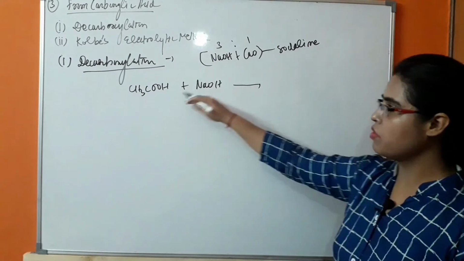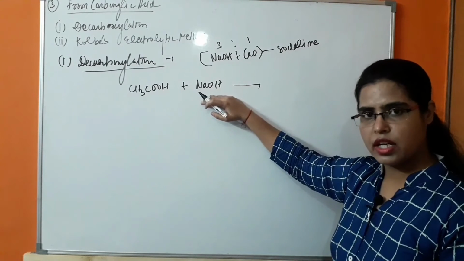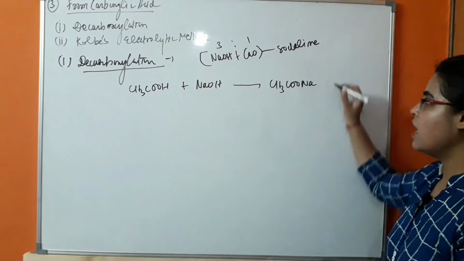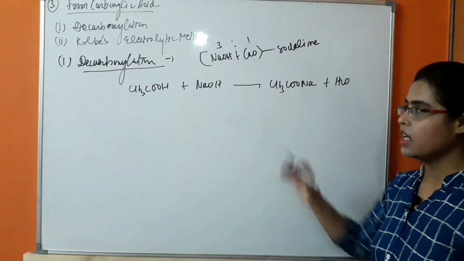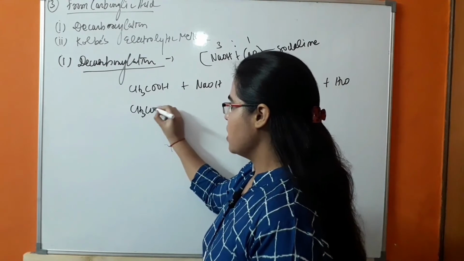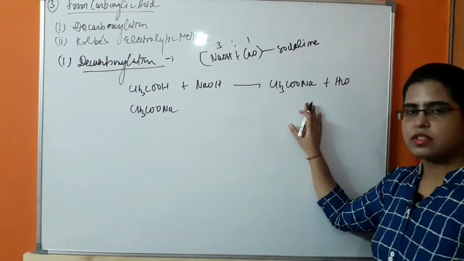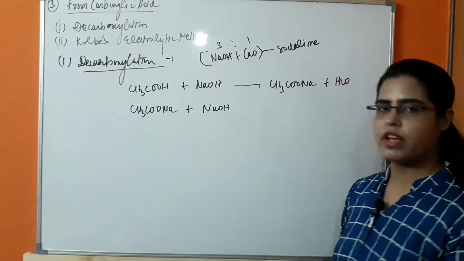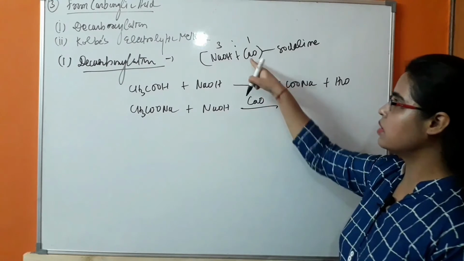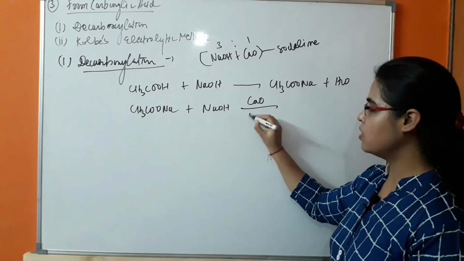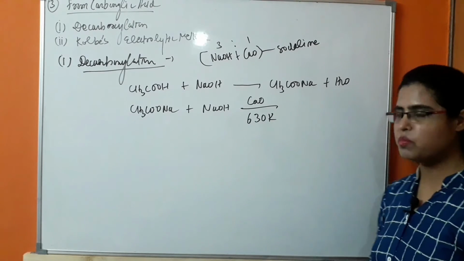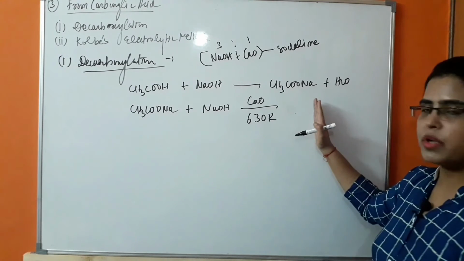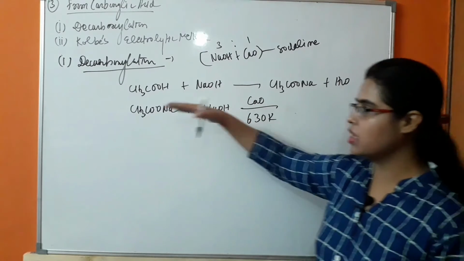So in this case, first of all, this acetic acid will react with NaOH and there will be formation of CH3COONa and removal of H2O. In the second step, CH3COONa, which is produced in the first step, that is sodium acetate, will react with another molecule of NaOH in the presence of quicklime CaO, calcium oxide, and the temperature is 630 Kelvin, that is high temperature. So what will happen next? There will be removal of CO2. The product obtained will have one carbon less than the reactant.